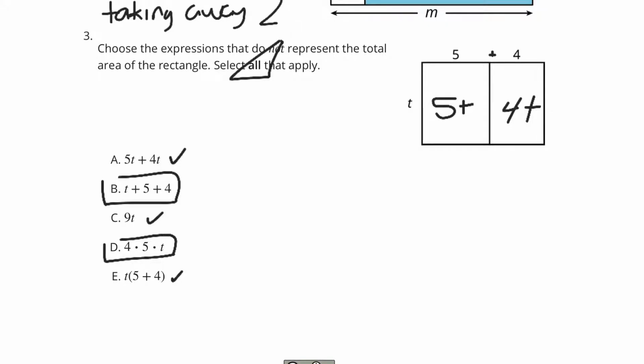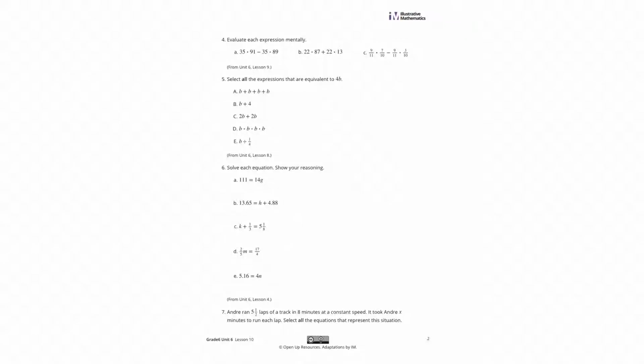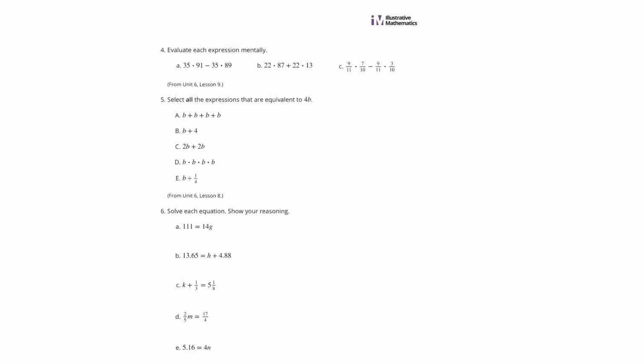Why don't these? Well, you're not just adding t plus 5 plus 4 to find area. And you're not just multiplying the 3 numbers together, 4 times 5 times t, because the length of this side here is not 4 times 5, it's 4 plus 5. Well, let's continue on. Evaluate each expression mentally.